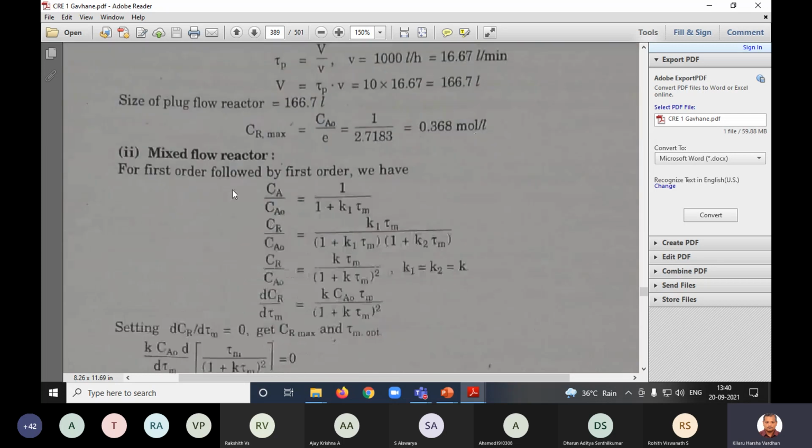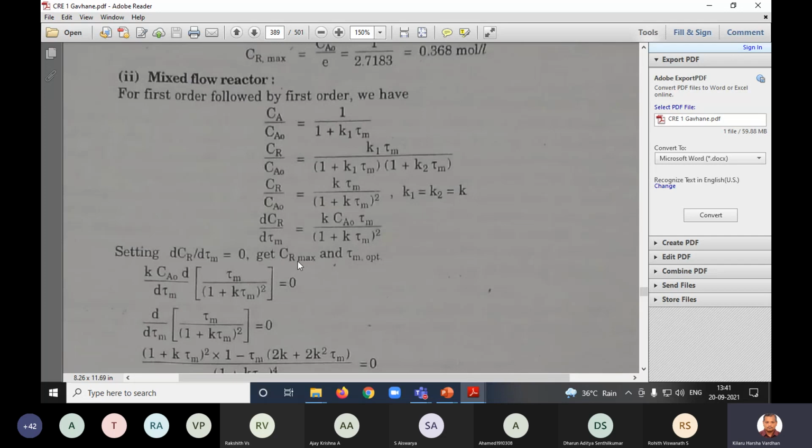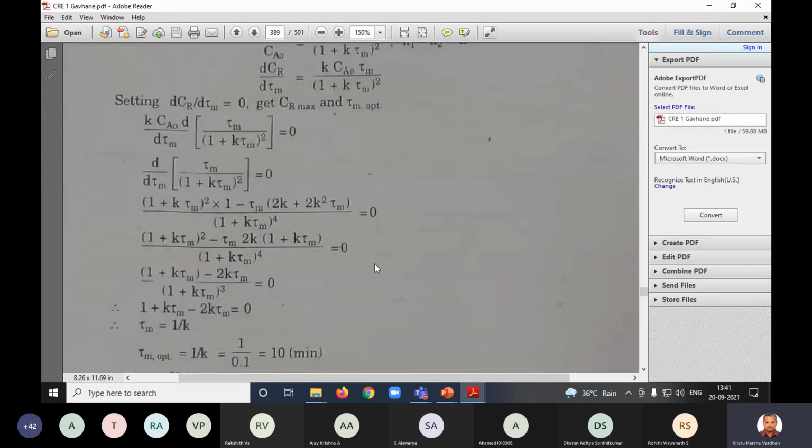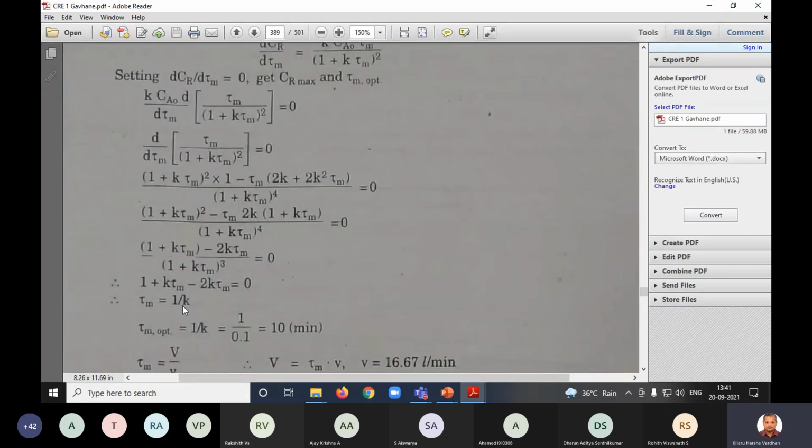Now if I use a mixed flow reactor, again your derivation is giving you CA by CA naught is this, CR by CA naught is this. Then you have to differentiate this, dCR equal to 0, then we get CR maximum at tau m. So tau m is 1 by K, the same as that of your plug flow reactor. So tau m for a mixed reactor and tau P for a plug flow reactor are almost the same.